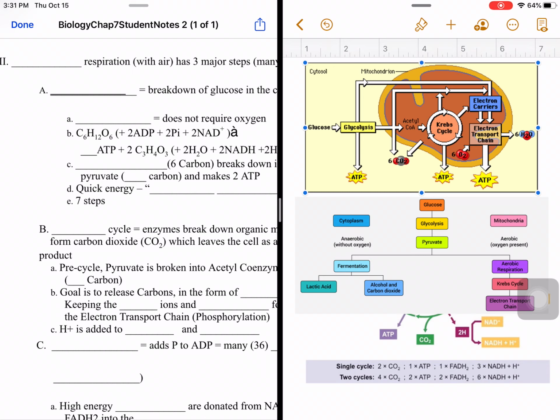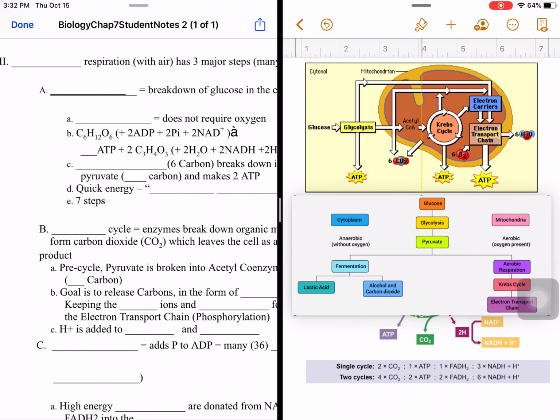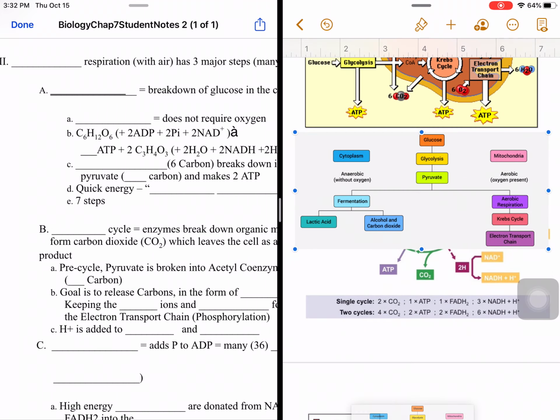And then the third step is phosphorylation, and that occurs in the electron transport chain, as it's written here as the third step. So I'm going to walk you through these 3 steps. I think these images are very important to keep in mind while we talk about it. So in glycolysis, again, it's the breakdown of glucose in the cytoplasm.